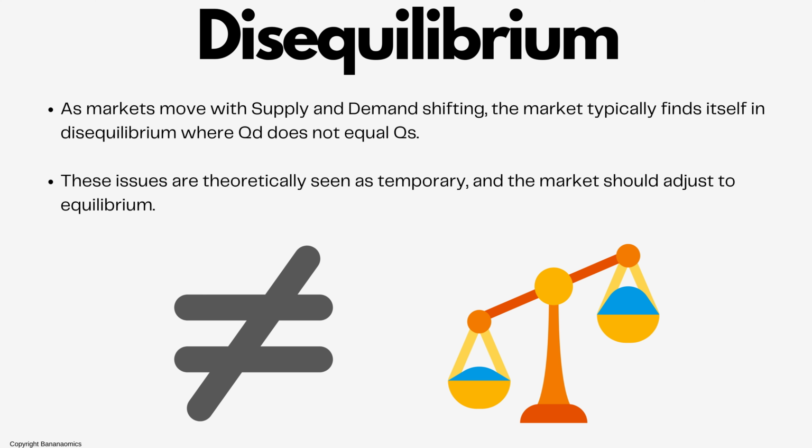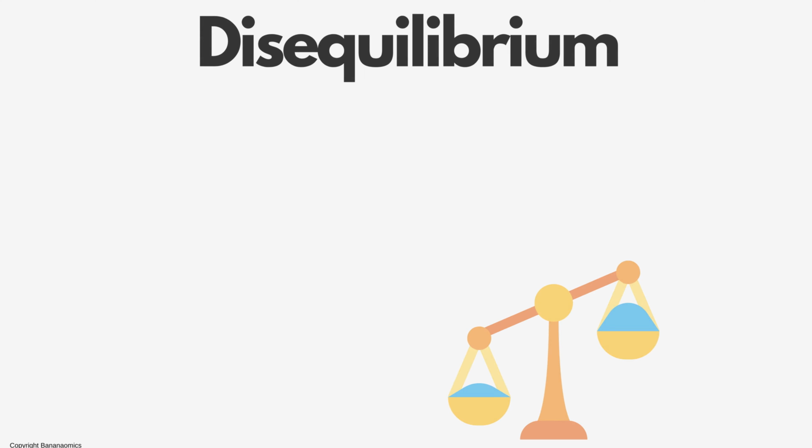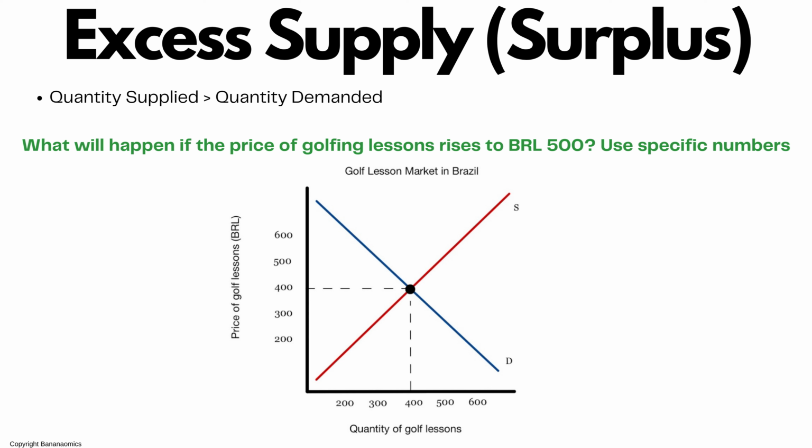One state of disequilibrium will cause a surplus or excess supply. Excess supply occurs when the quantity supplied is greater than the quantity demanded. In our example, imagine that the price of golf lessons increased from the equilibrium price of $400 to $500. What would the amount of excess supply be? Take a moment and pause the video to calculate it.